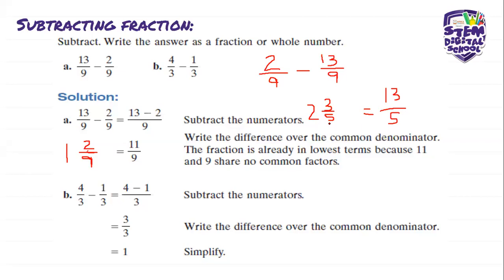Right. Now, next one: 4 over 3 minus 1 over 3. As I said, you focus on the numerators. So you say 4 minus 1 is 3. 3 over 3 is 1.